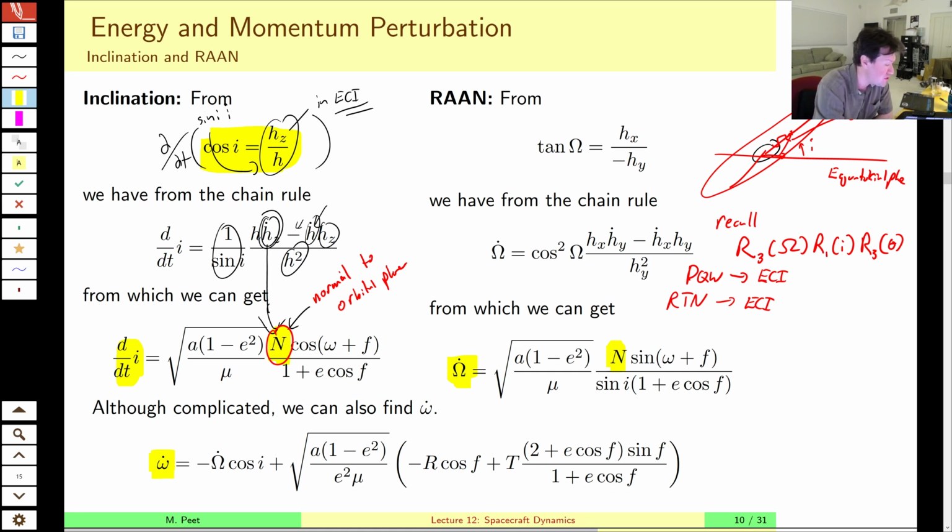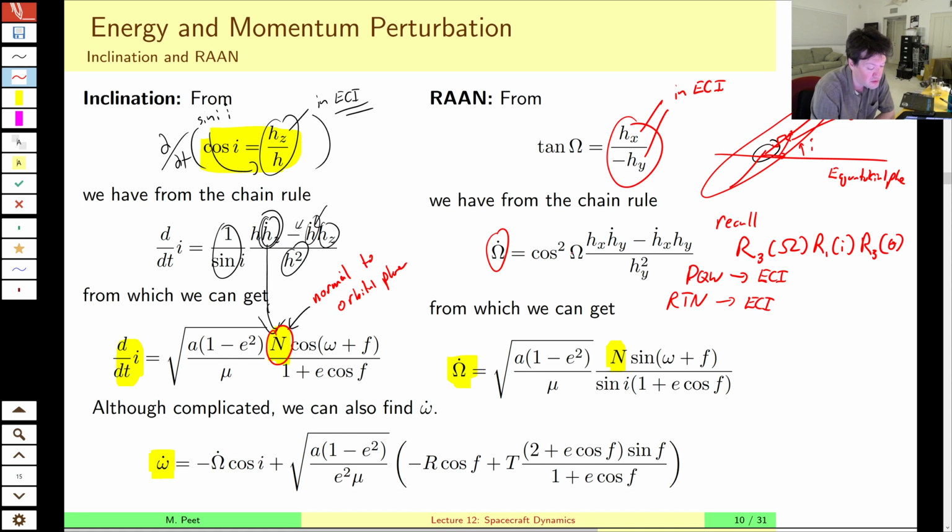Again, for right ascension, similar: right ascension of the ascending node. Remember, that's the angle that this plane makes with the first point of Aries. Remember, we had a formula for it. But again, this formula is in ECI coordinates. So these are the components of angular momentum in ECI coordinates. We can apply the chain rule to this, right? You differentiate tangent, you get secant, and then the chain rule, theta dot.